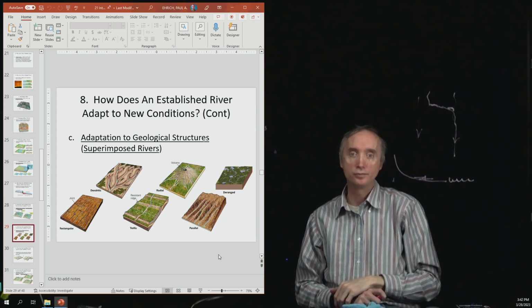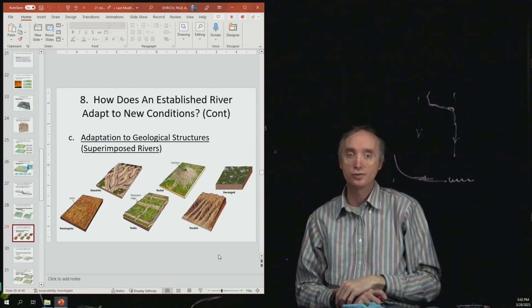Okay, let's take a break. When we come back, we'll talk about how a river adapts to the structure that surrounds it.